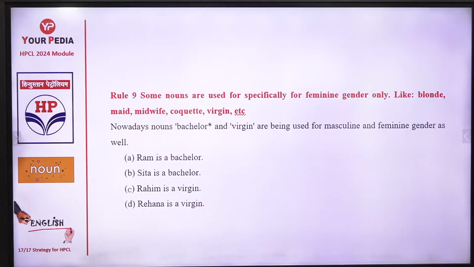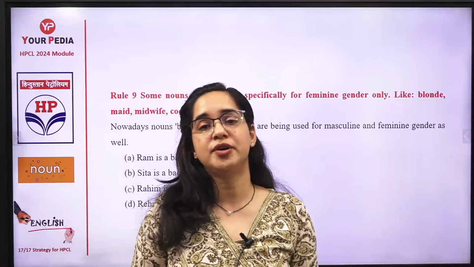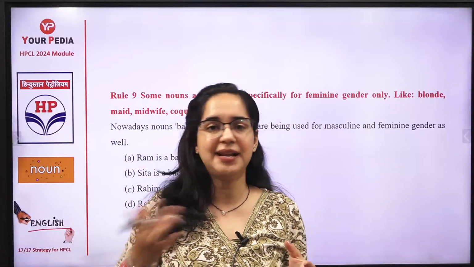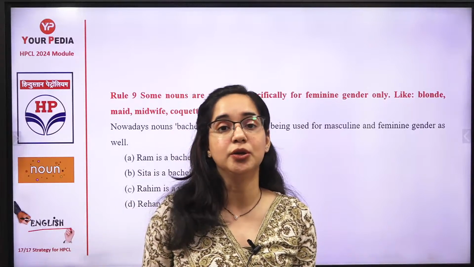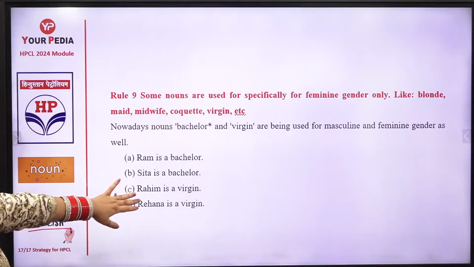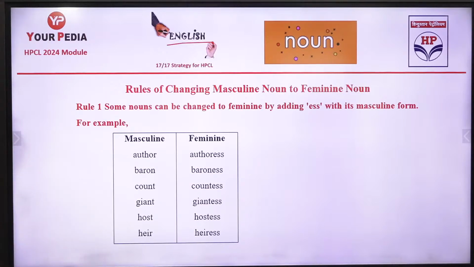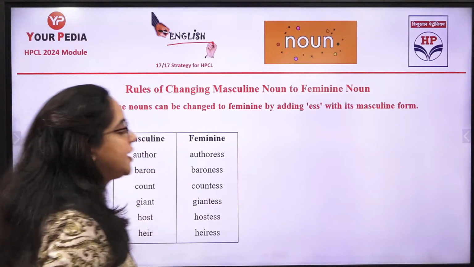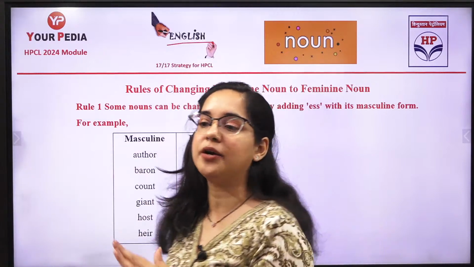Rule number 9, some nouns are used specifically for feminine gender only. कुछ nouns होते हैं जैसे blonde, maid, midwife, coquette और virgin. All these words are for the female categories only. Male categories के लिए words नहीं use किए जाते हैं. Normally we call a maid a girl only, not a boy. So there are some words जो कि specifically feminine gender के लिए ही use किए जाते हैं. Now it is a difference, that is just मैंने एक revision के sake के लिए रखा है, because sometimes you get words like what is the female part of that, right?